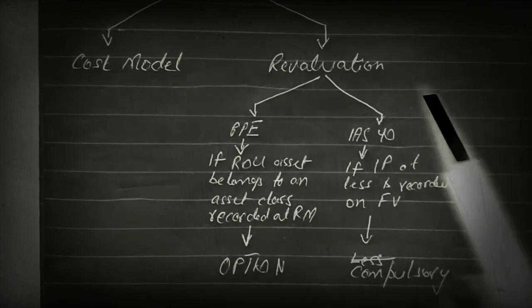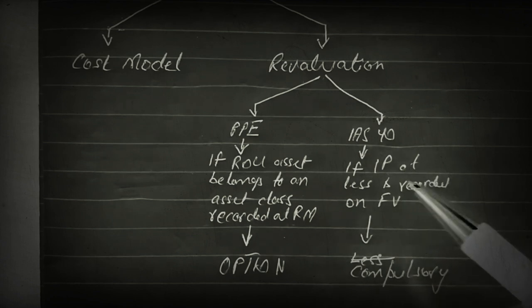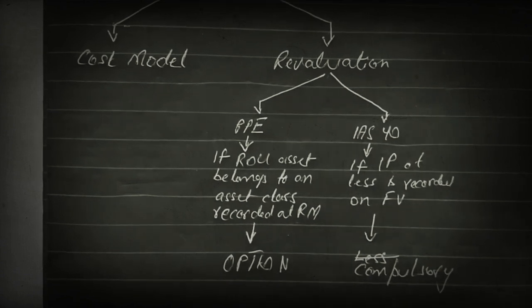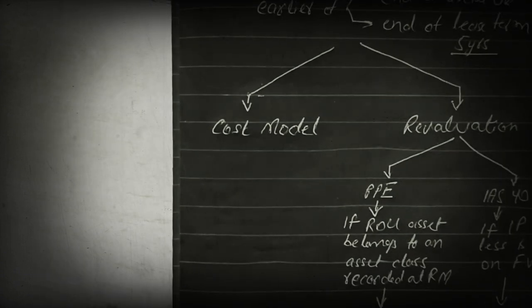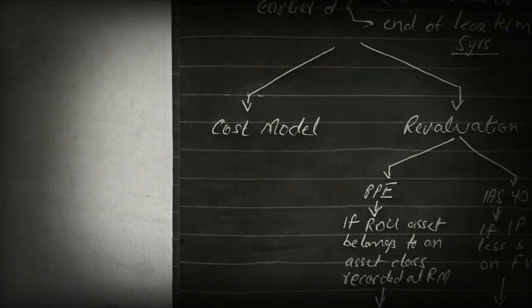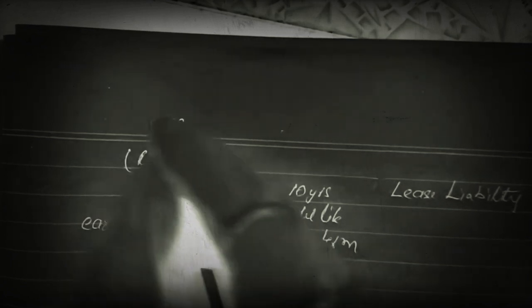Similarly, if that right of use asset belongs to investment property, then if that lessee has a policy of recording investment property at fair value, then he will have to, at all costs, also record that right of use asset at fair value, unless it is not practical to do so. And in all other cases, it will have to be recorded at the cost model, right? So, in a previous example, the liability and asset both were $379, right?